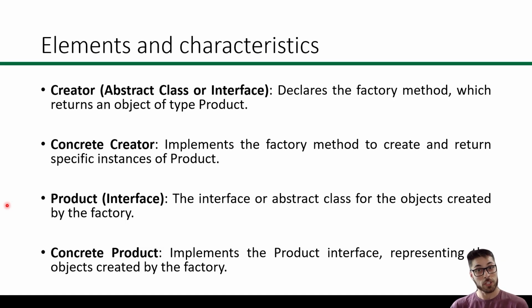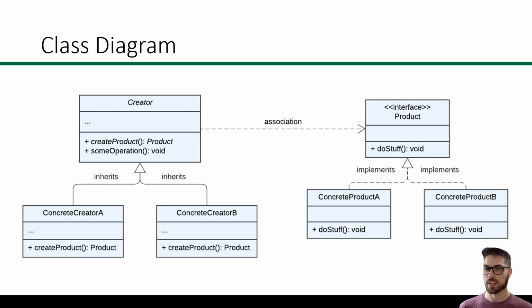As we're talking about the product, we're going to have an abstract version of the product. So that means the representation of the type we want to create in the end. Since we have it abstract, we want to create a concrete version of the product as well. Let's make it more visual with the class diagram.